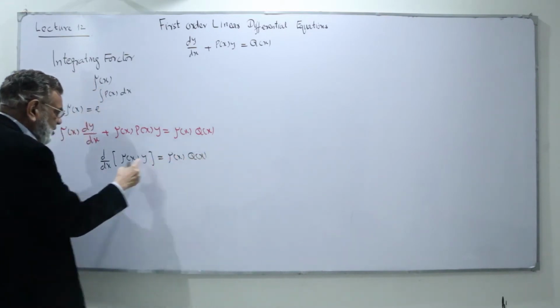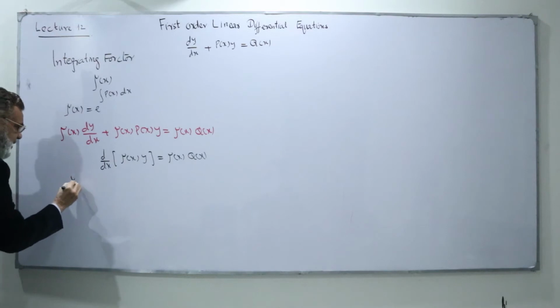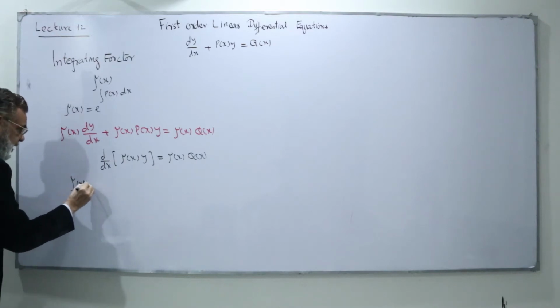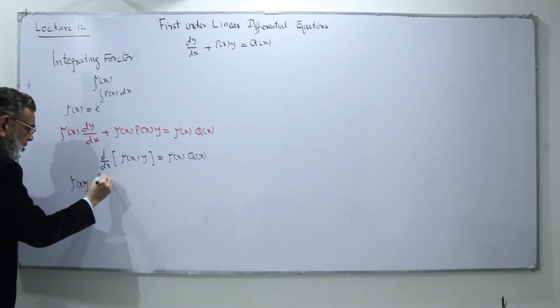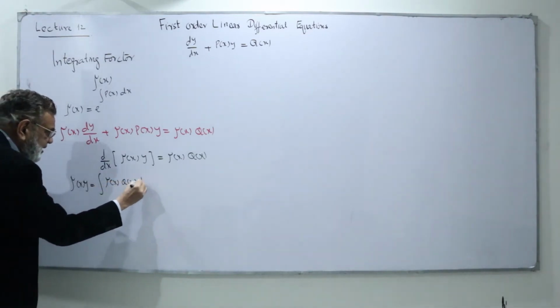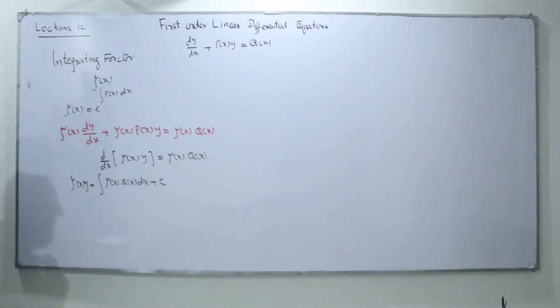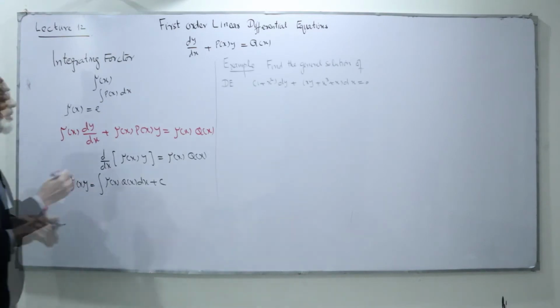Now this is a function of x only, and here we can integrate both sides. We get mu(x) y is equal to the integral of mu(x) q(x) dx plus a constant c. I will show you with the help of an example how we apply this method to find our solution. I have this example.